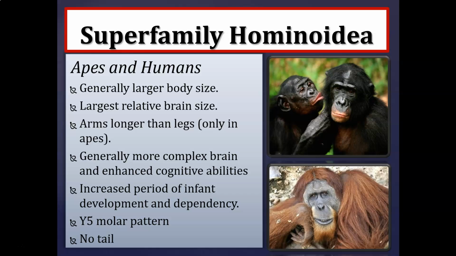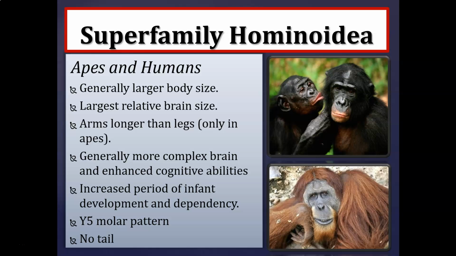They generally have the largest body size as well as the largest relative brain size. In the apes, the lesser apes and the greater apes, their arms are relatively longer than their legs because they use a form of locomotion called brachiation. They're using their arms to swing through tree branches. They generally have more complex brain and enhanced cognitive abilities.